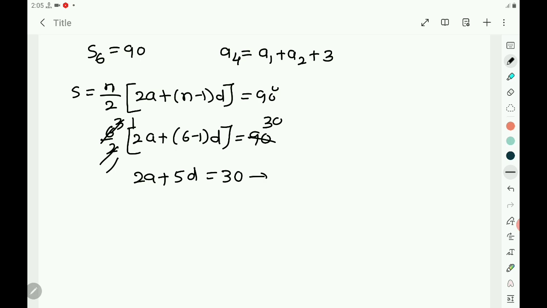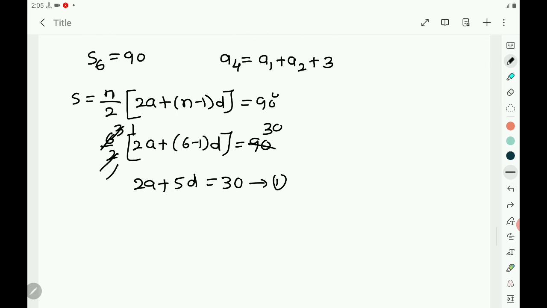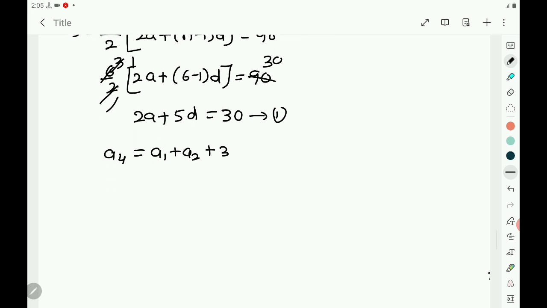Now consider this as the first equation. Now you take this one, A4. A4 equals A1 plus A2 plus 3. A4 is a plus 3d equals A1 is a, plus A2 is a plus d, plus 3. You can cancel a.